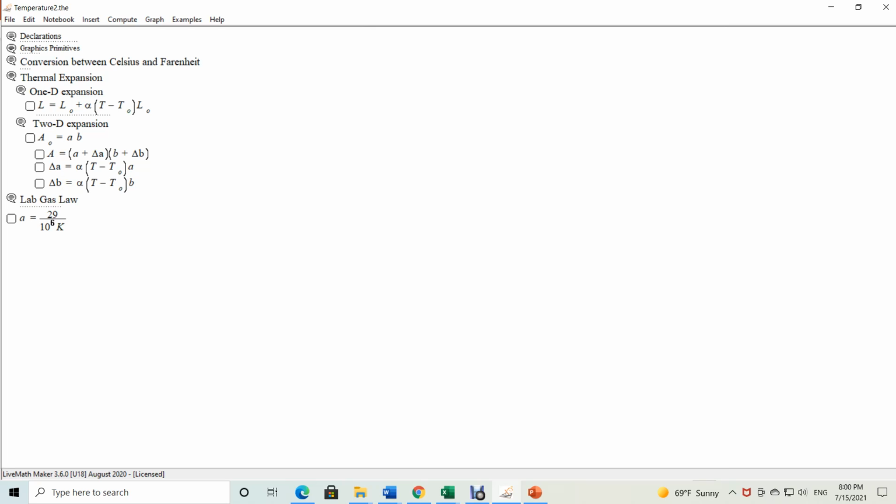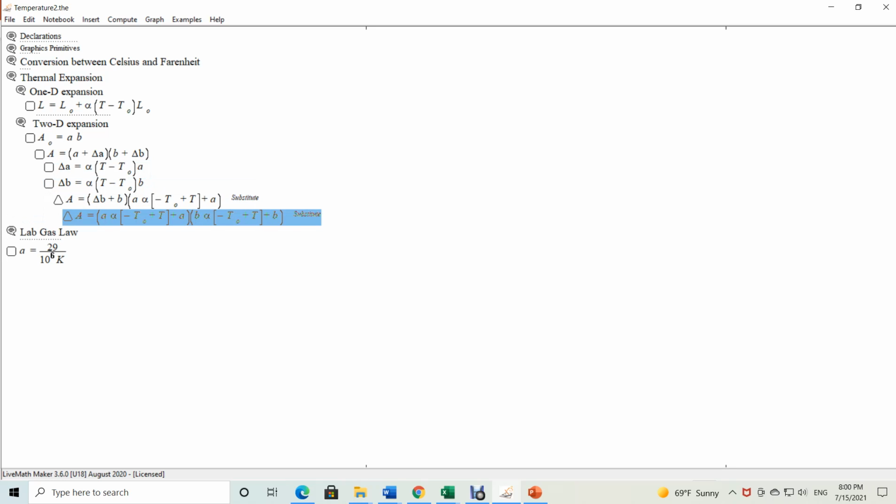Okay, like that. The object is expanding in 2 dimensions, along the x direction and along the y direction. Substitute delta A right in here. Substitute delta B right in here.